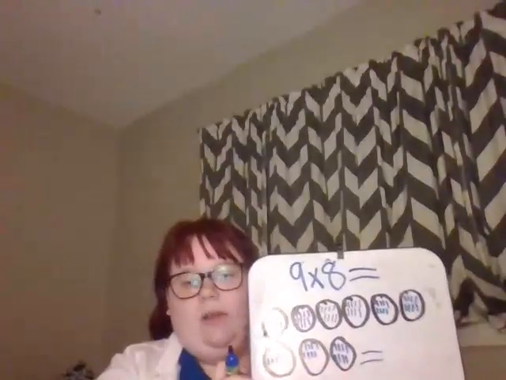All right. So now we have our 9 circles with 8 in each. So let's go ahead and label our circles with 8. So we're going to count by 8s. So let's do this.